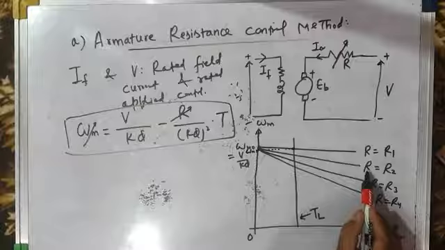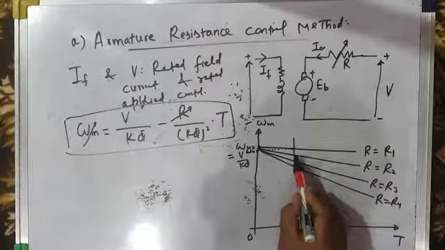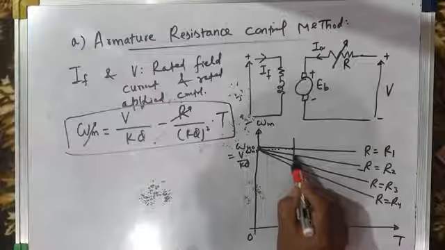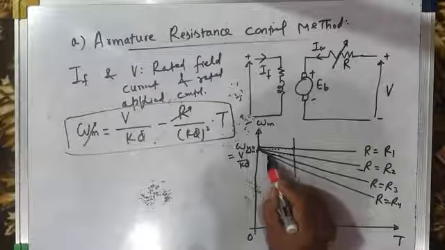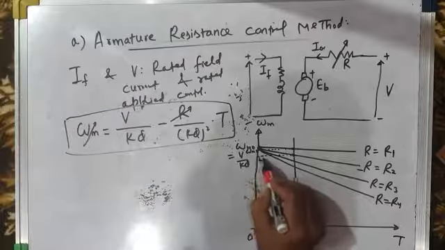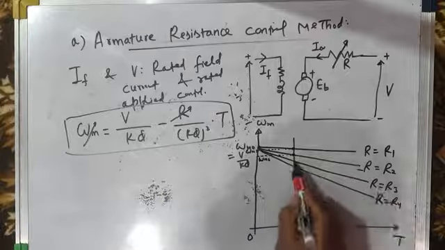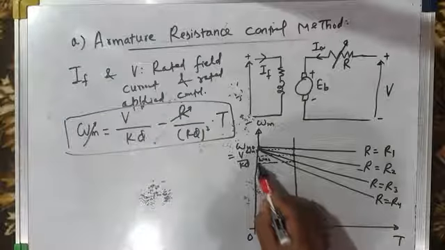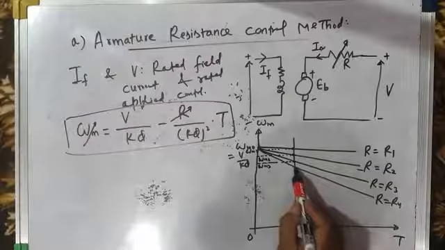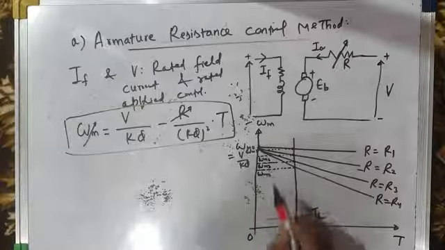At R equal to R2, the slope of torque speed characteristic increases and the load torque characteristic intersects the motor torque speed characteristic here, and this is the operating point. This is the operating point, and speed is omega m2. At R equal to R3, the operating point is here, and this is the speed omega m3. And at R equal to R4, this is the operating point, which gives speed omega m4.